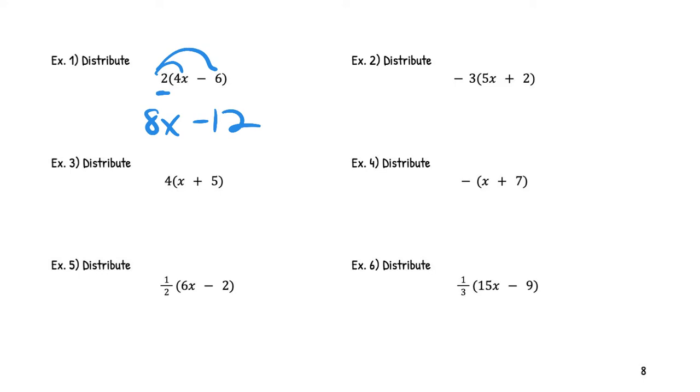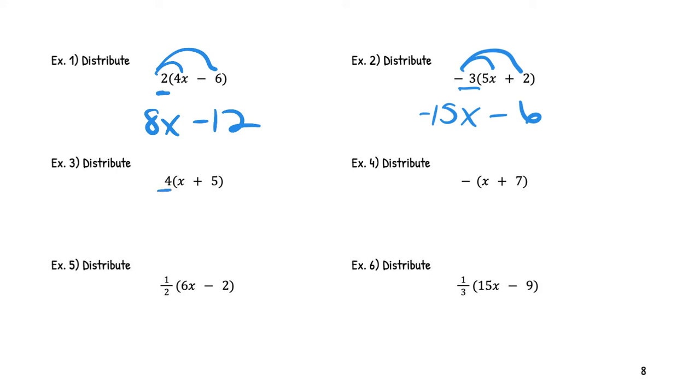For the second example, we'll distribute the negative 3. That means it gets multiplied by the 5 and the 2. Be careful of that. Make sure you know that's a negative 3. So negative 3 times 5 is negative 15x. And negative 3 times 2 is negative 6. So you distribute to get negative 15x minus 6.